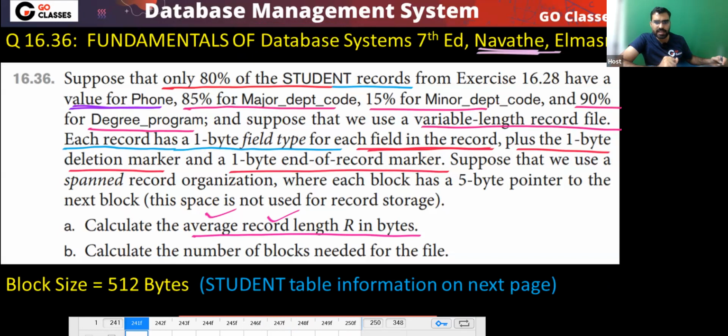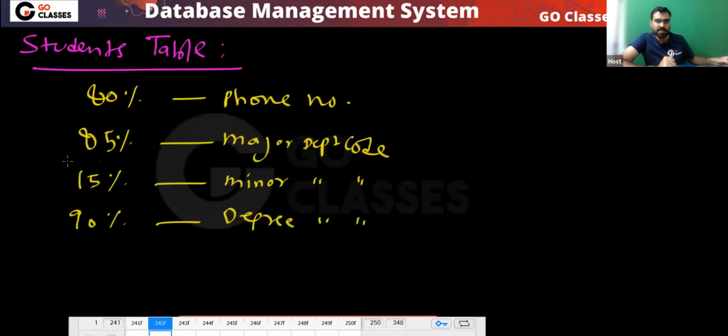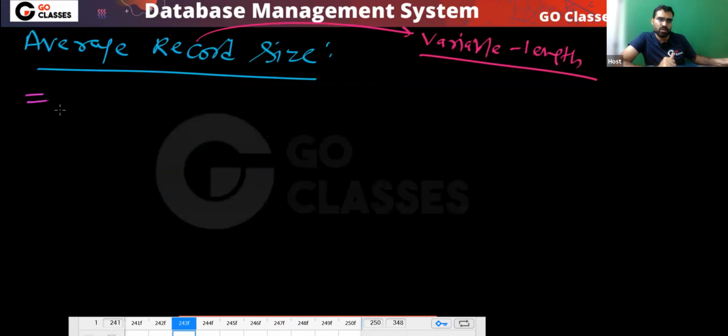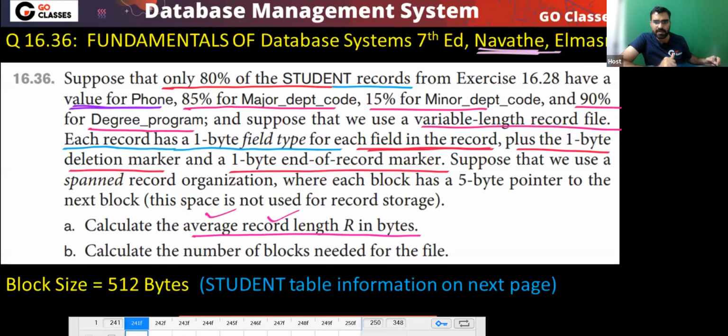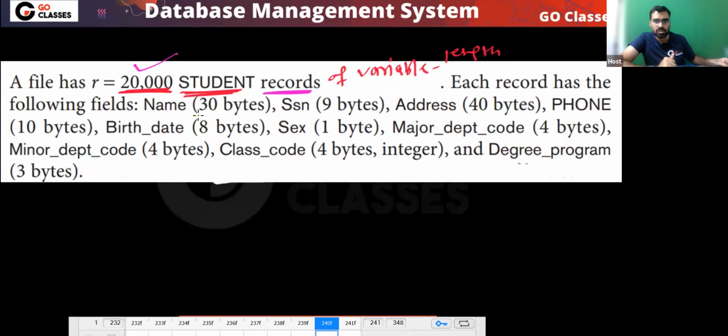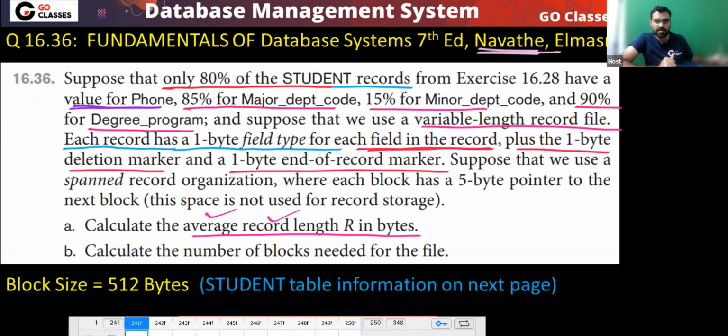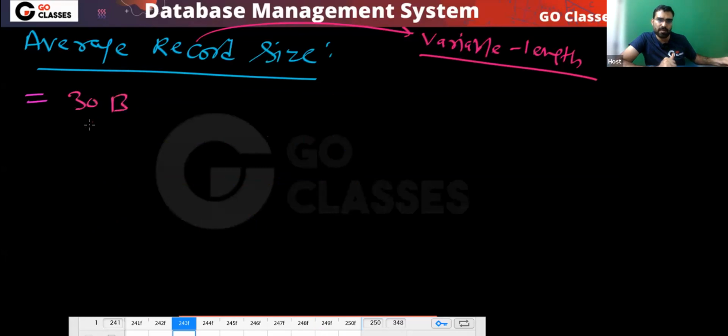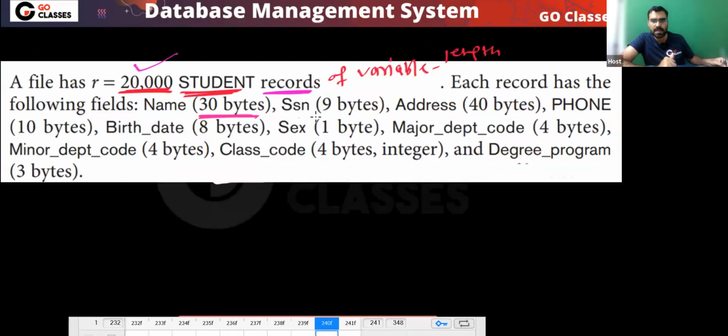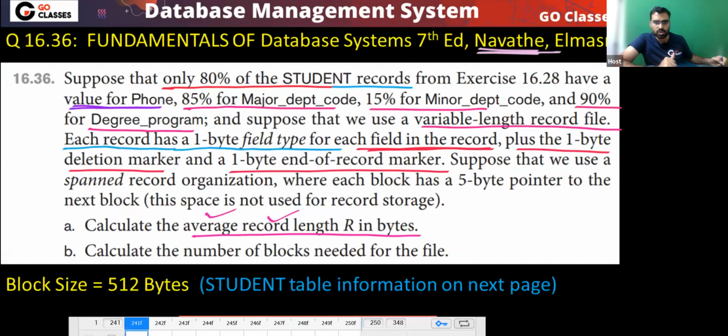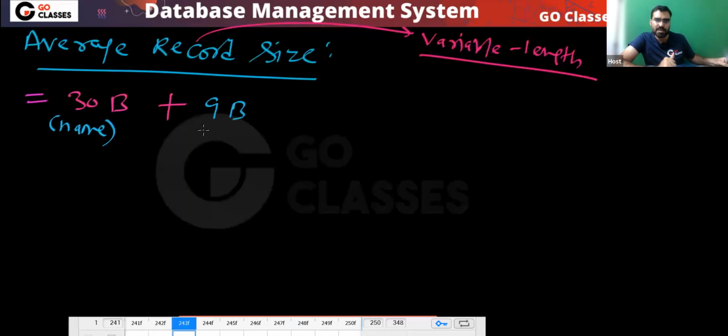First of all, everyone has a name. So let's see the average one record size. Everyone has a name, correct? Yes or no? Every student has a name. So this 30 bytes will be given for every name. Name has 30 bytes. This everyone has. Everyone will have this SSN, 9 bytes. This also everyone will have.